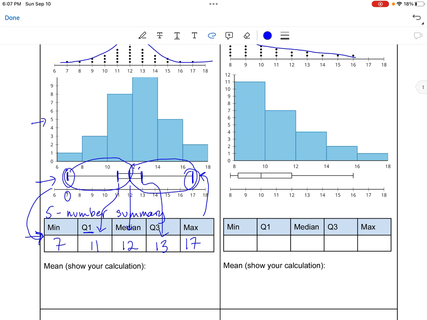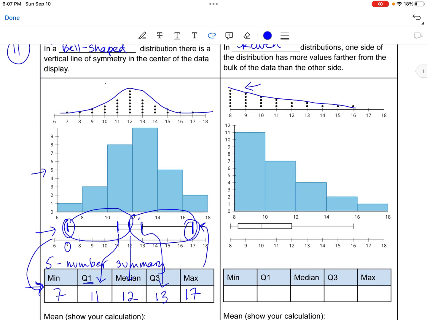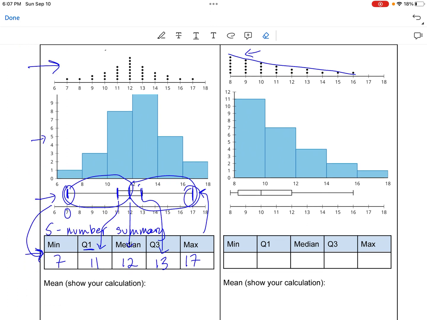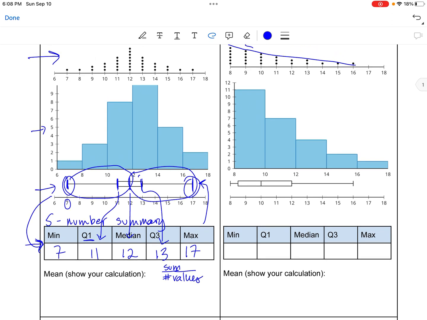Now we're going to calculate the mean. In calculating the mean, we're going to have to look up here at our dot plot, because that's probably the easiest one to calculate the mean, because it shows us each value very clearly. Remember that the mean is the sum of all the values divided by the number of values, or data points. When we add up this sum, I'm going to leave myself a lot of room because there's a lot to add up.